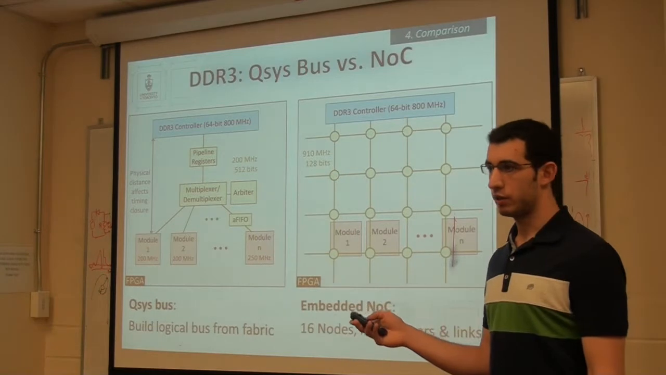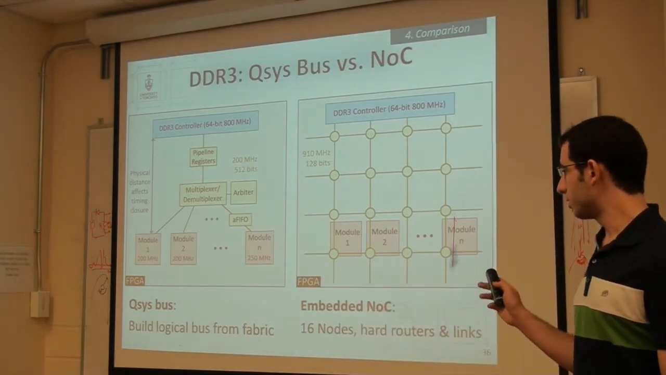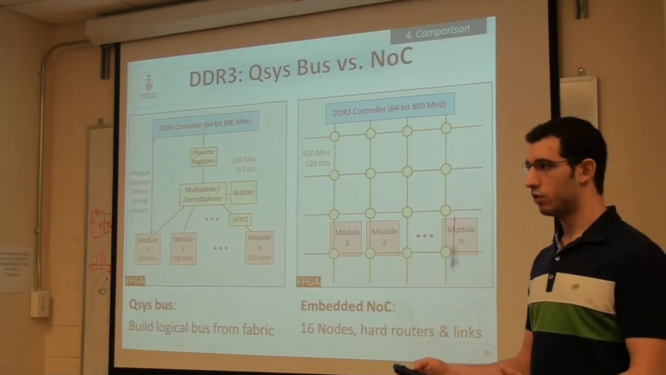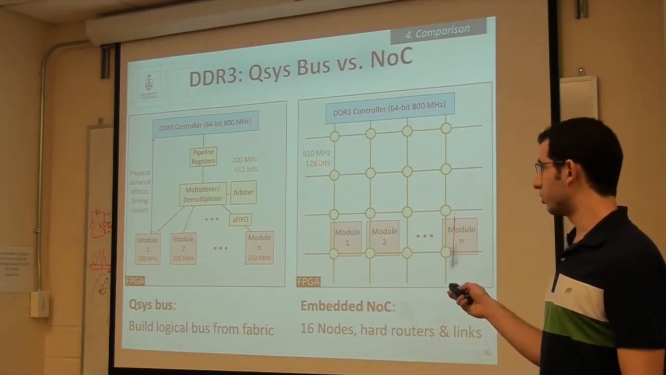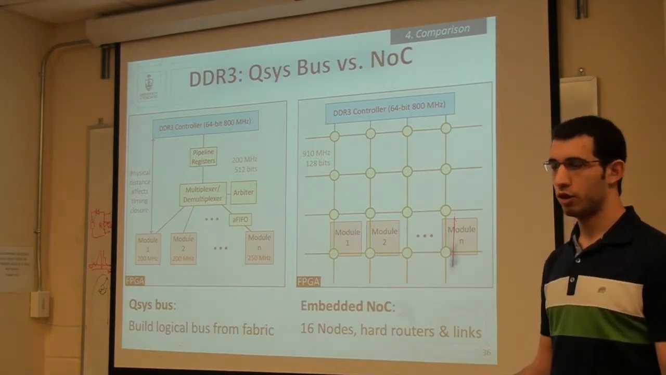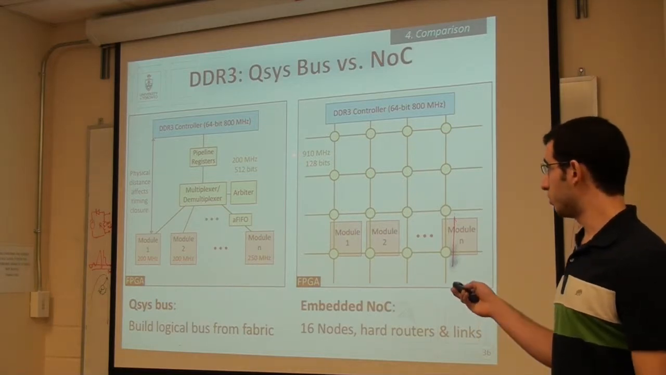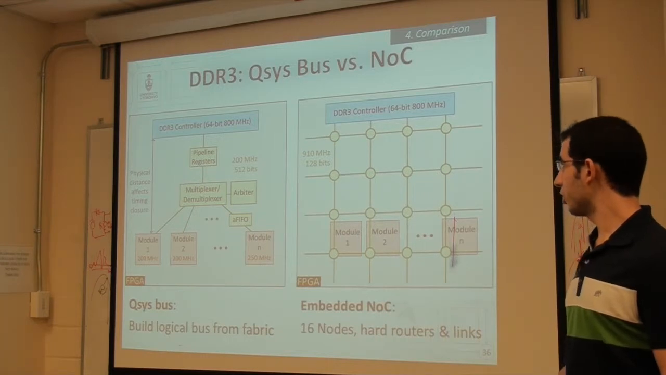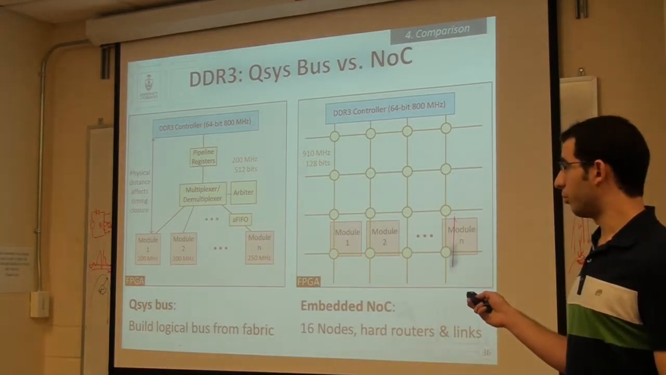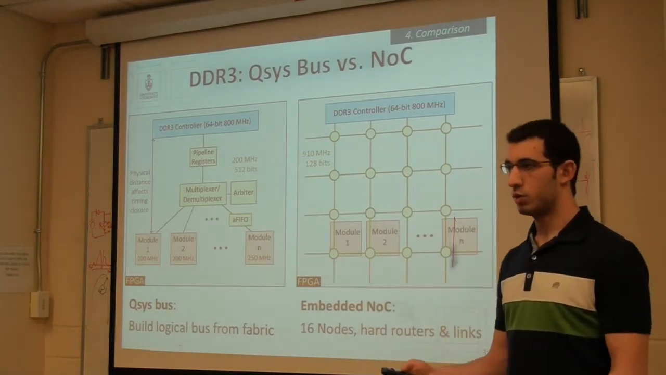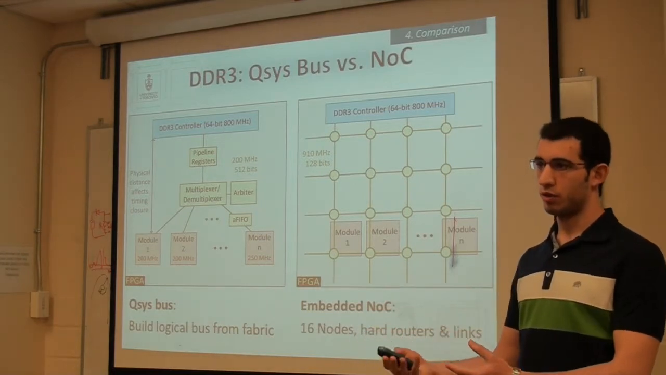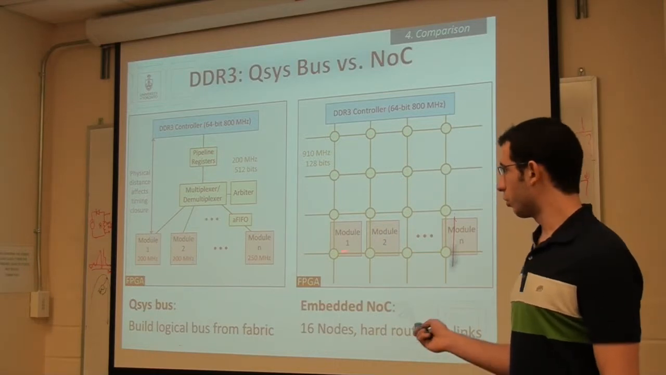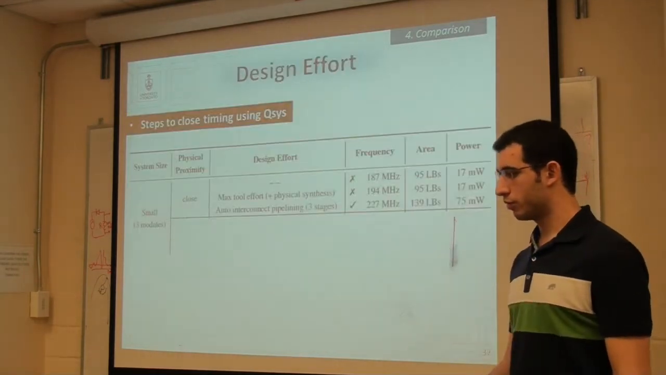What we're comparing that against is our NoC. In this case, it's a hard NoC, so hard routers and hard links. It has 16 nodes. The links are wider, 128 bits wide for each link. And when we measure the speed, it runs at around 910 megahertz. So at 910 megahertz and 128 bits, this NoC can actually transport the entire bandwidth of DDR on one of its links. So we'll compare those two against each other.